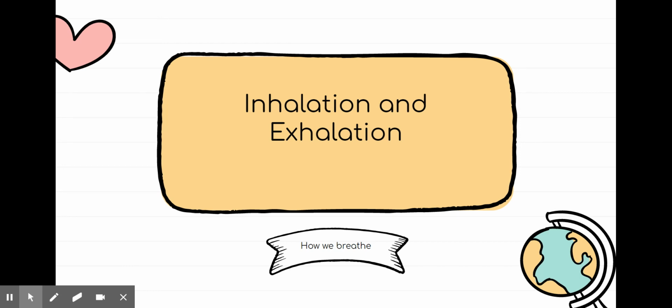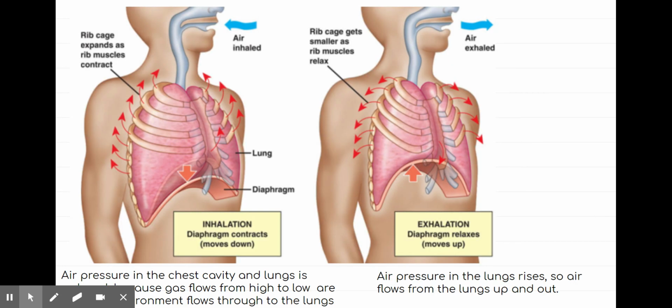So inhalation and exhalation and how we breathe. Here's just a general diagram. In inhalation, we want to use our diaphragm for the whole idea of breathing. Now, we're going to talk about the diaphragm contracting and relaxing, and it is key that you guys memorize what the diaphragm is doing. So inhalation means we're bringing air into our body. And when we do it, it contracts the diaphragm. So the diaphragm moves down.